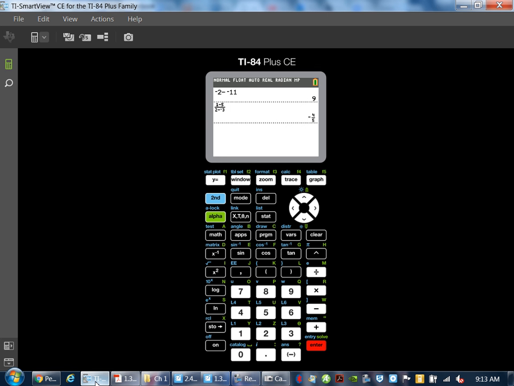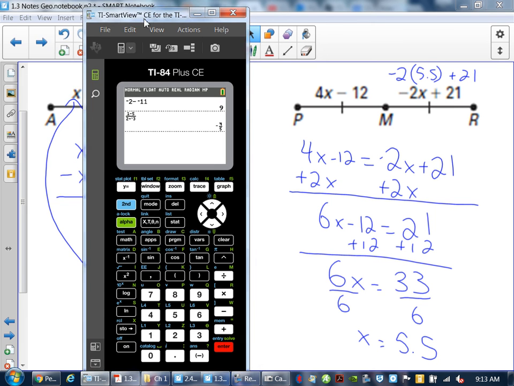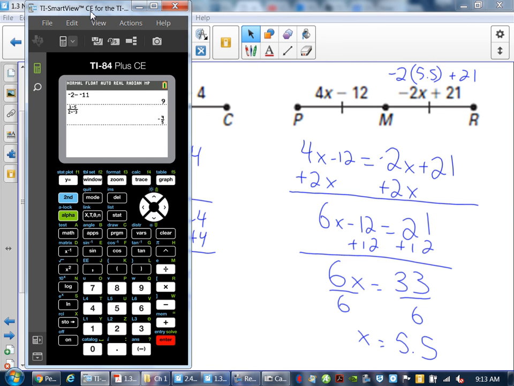Oops, sorry, I didn't realize we moved this a little bit. Did you have to buy that? What, this? No, we did have to buy the emulator software for the computers, yes.